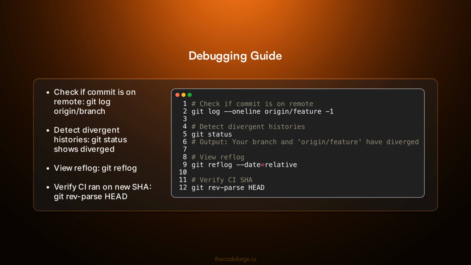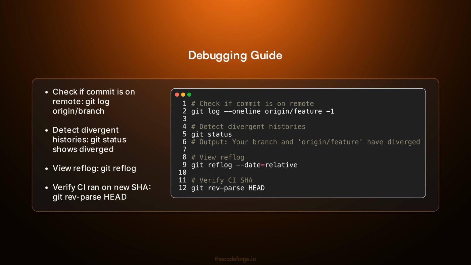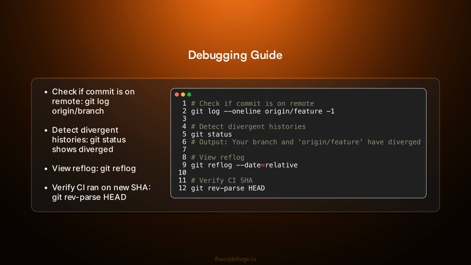To debug amend issues, first check if your commit is already on the remote. If git status says diverged, you need to reconcile. Use reflog to find old commits. Always verify that CI ran on the new SHA after a force push.